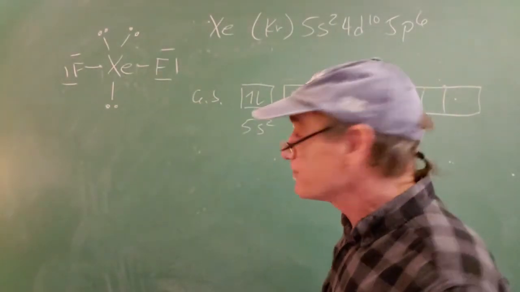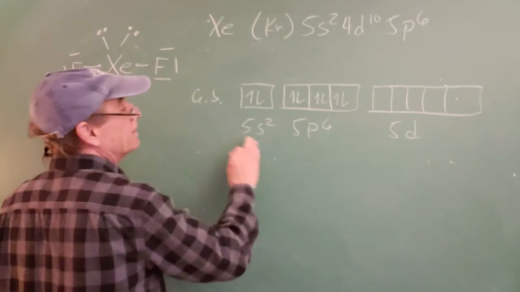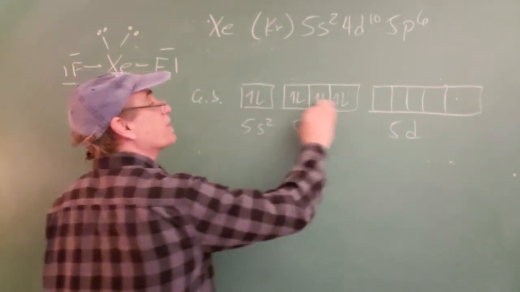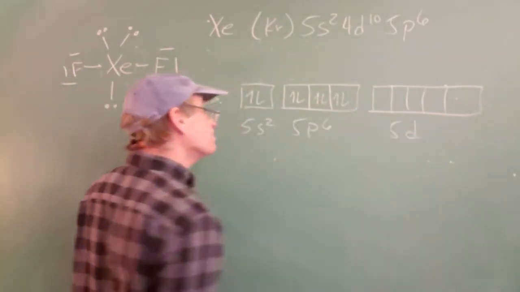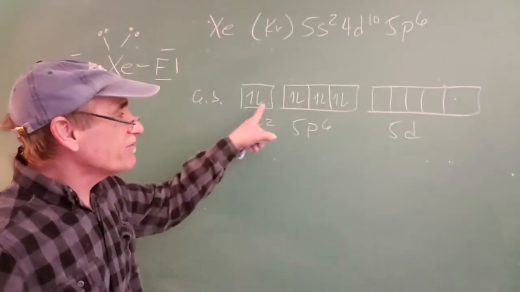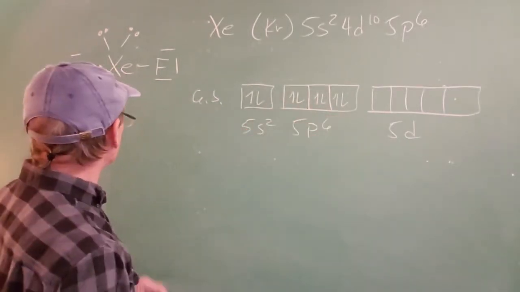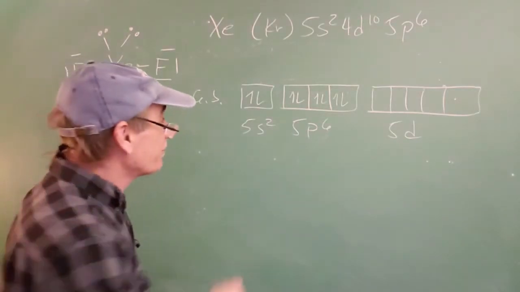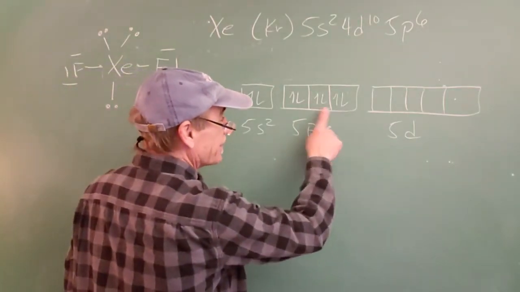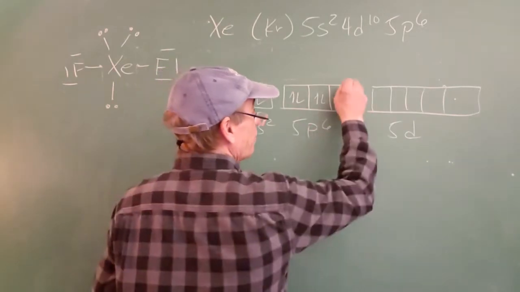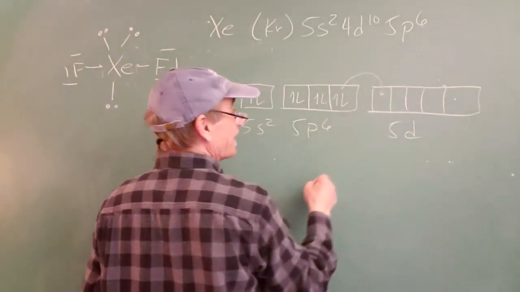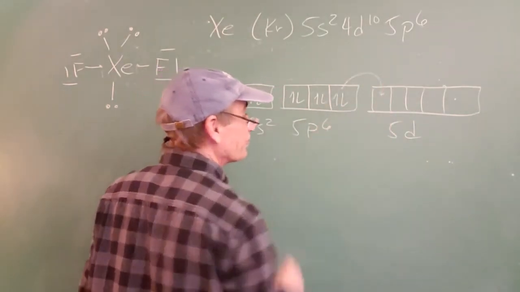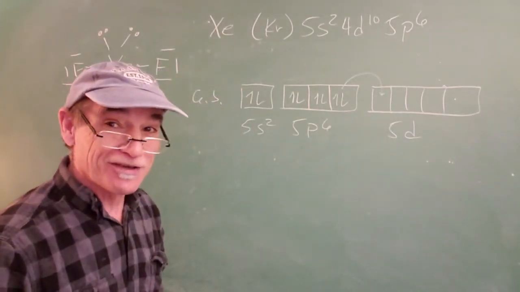So 8 electrons. Let's start at ground state. 5s2, 5p6. Everybody's packed. 5d is vacant. Now, could I split up enough of those electrons so that I would end up with 3 pair and 2 singles? Well, sure. What if I just split up 1 pair? That'd leave me those 3 pair. I'll promote 1 electron up here. That's going to give me 3 lone pair and 2 singles, exactly what my Lewis structure says are there.